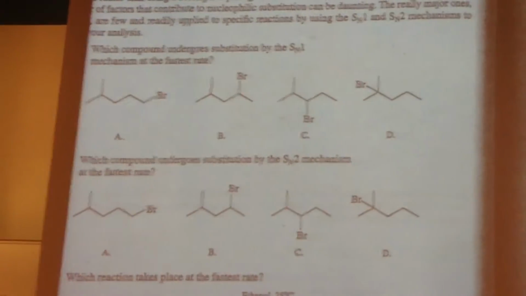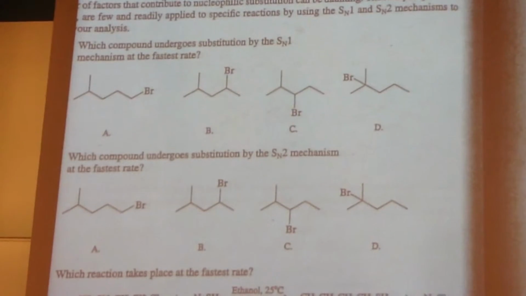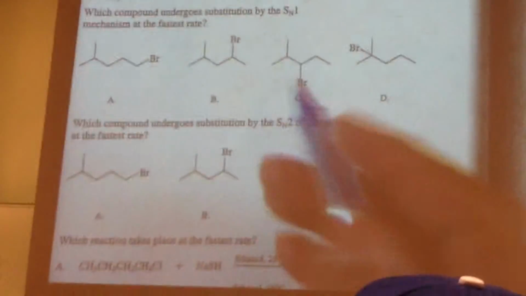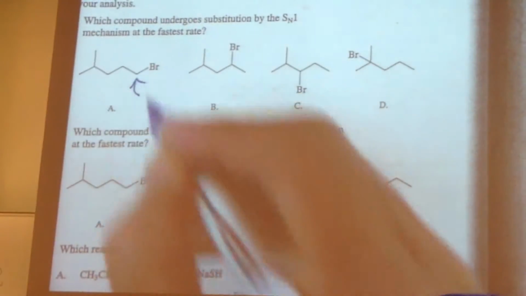Four different structures. You have four different bromides, right? And what is important here to recognize is that the leaving group is the same in all of them. So in SN1, we look at the carbon attached to that.